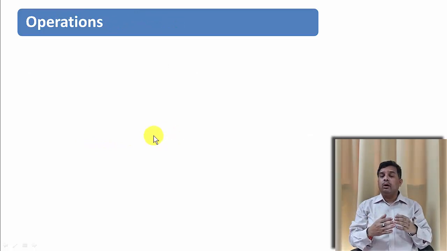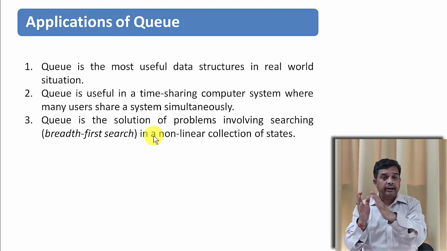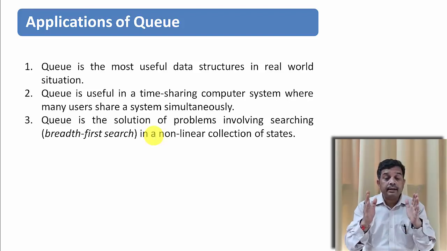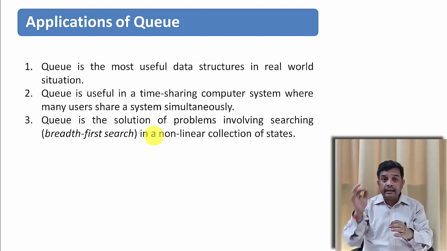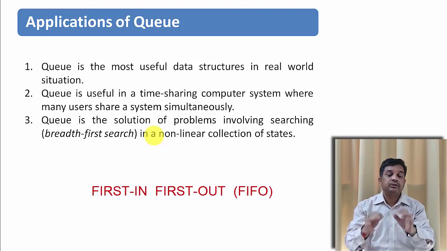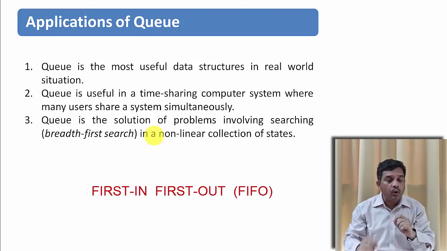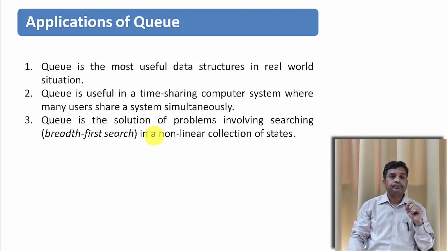From here, what did you get? Basically, queue is a first in, first out data structure. Those who are in the queue at the earliest will be served at the earliest. So first in, first out. In short, we say it is a FIFO kind of data structure.